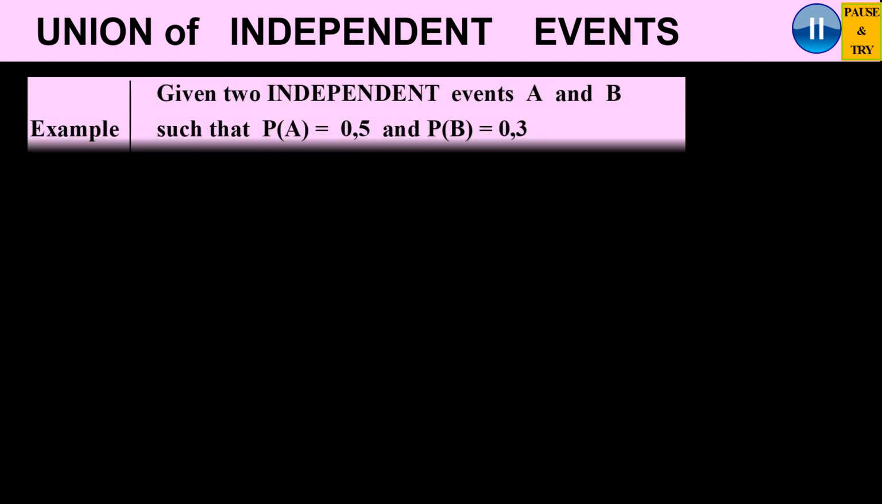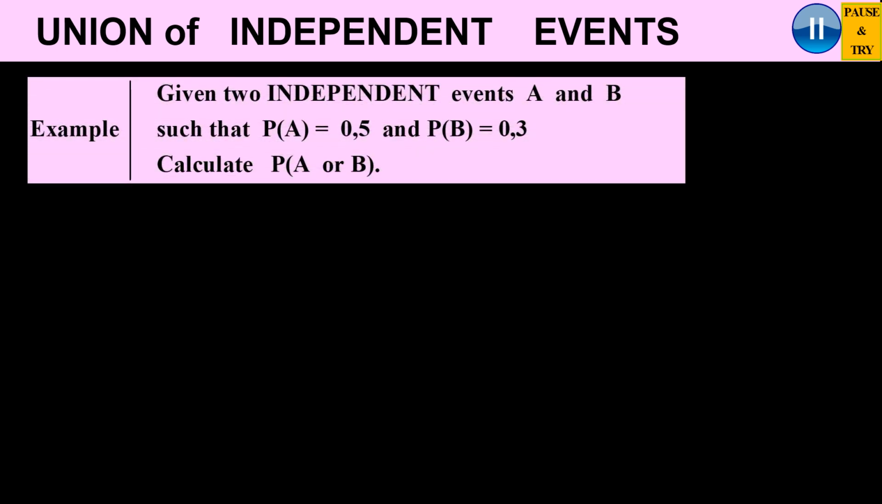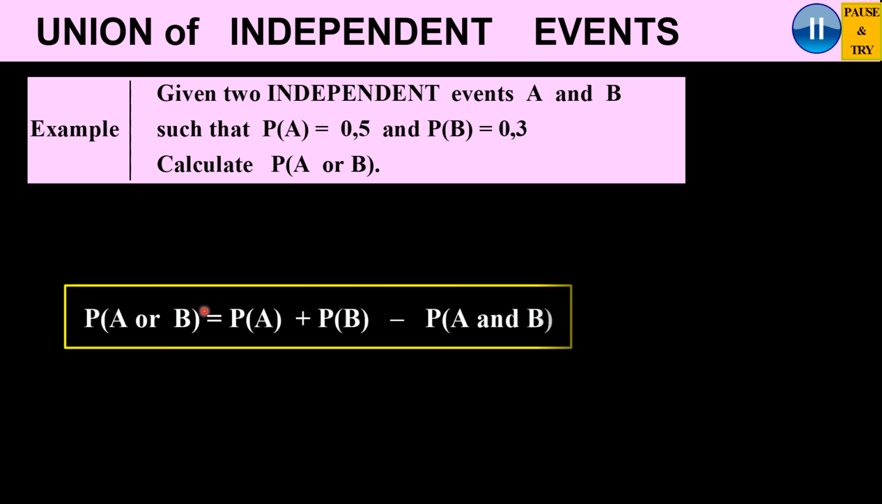So we are given two events, A and B, which are independent, such that the probability of A is 0,5, the probability of B is 0,3, and we have to calculate the probability of A or B. Now let's start off with the addition rule. The probability of A or B is equal to the probability of A plus the probability of B minus the probability of A and B. Let's substitute now.